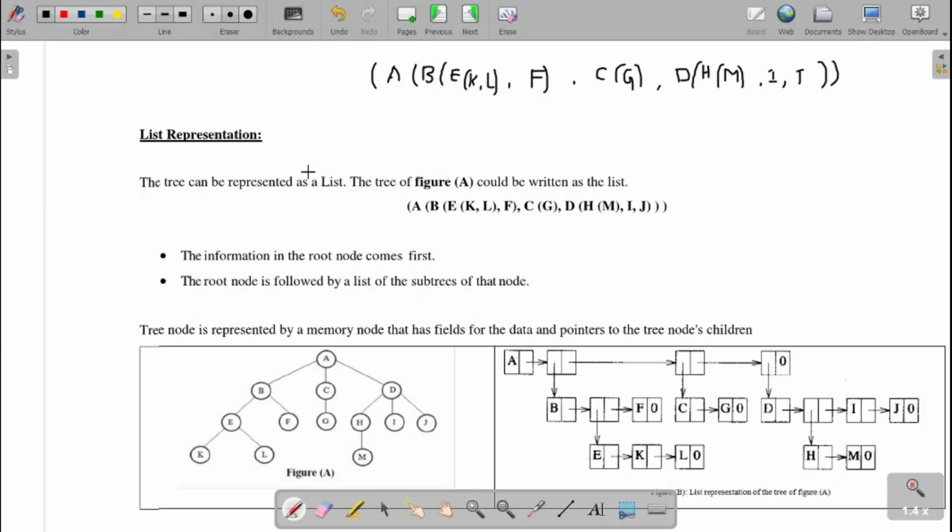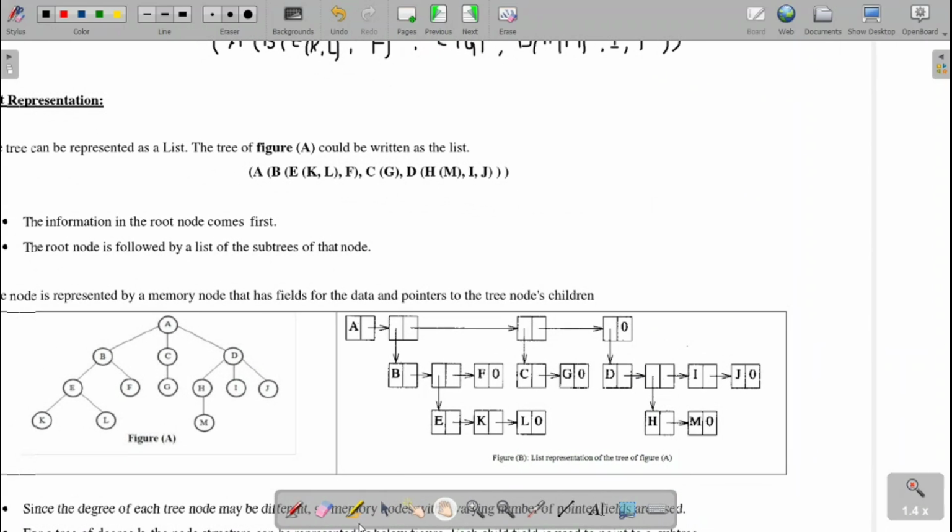Now this tree we need to represent. For representing this tree in the list representation, we start with the root node A and we create the list for it. How many nodes will I connect? I will connect as many nodes as the number of children A has. In this case, A has three children, so I will have three nodes.